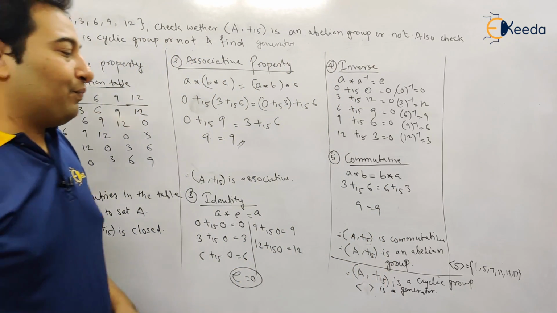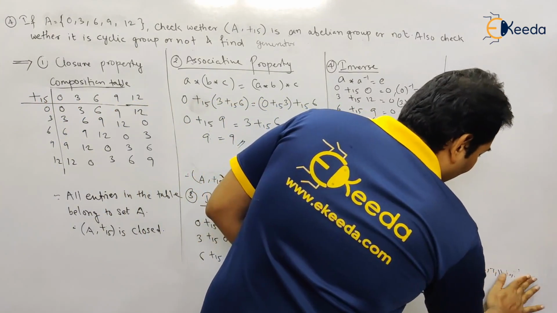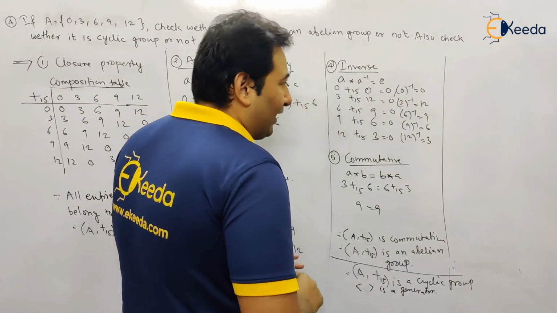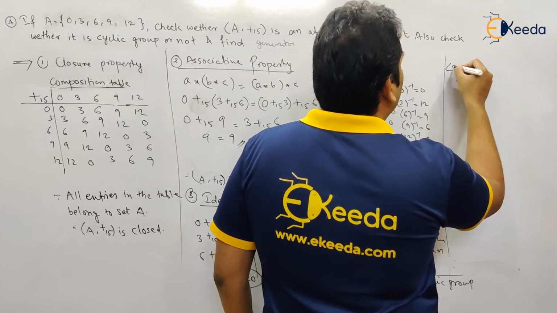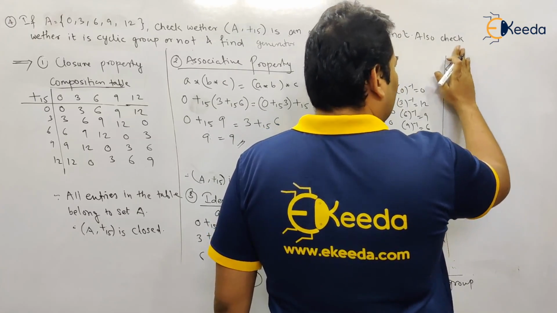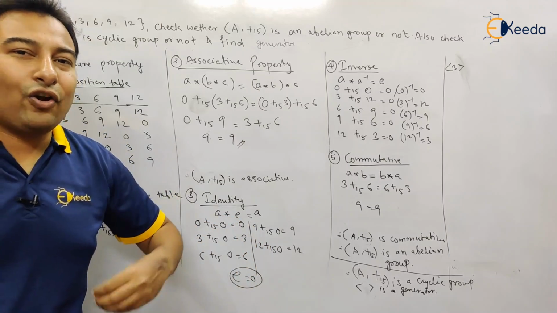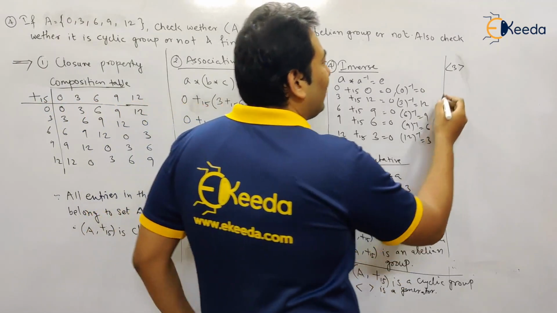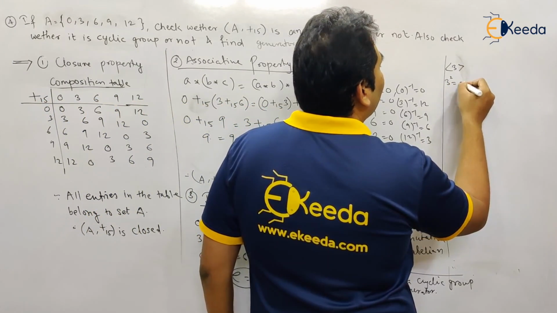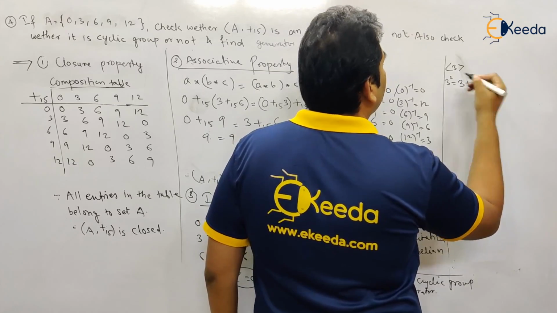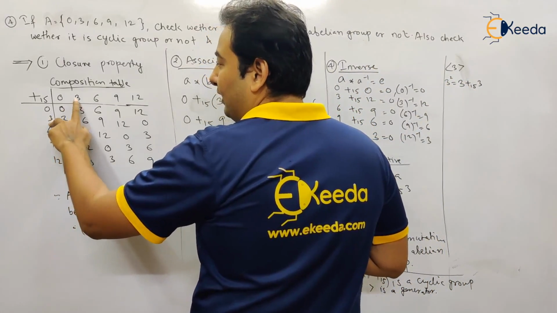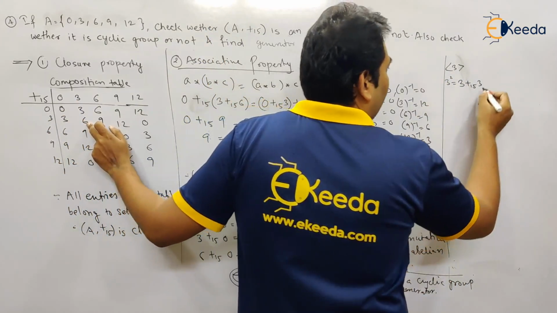Now what next? We need to check whether there is a generator in the problem or not. For that purpose, let us start with 3. I'm not sure whether it's a generator or not, so let's find out. Generator means, can we generate all the elements from 3? So let us start. 3 square is 3 plus 15 3, which is 3 and 3, and the answer is 6.